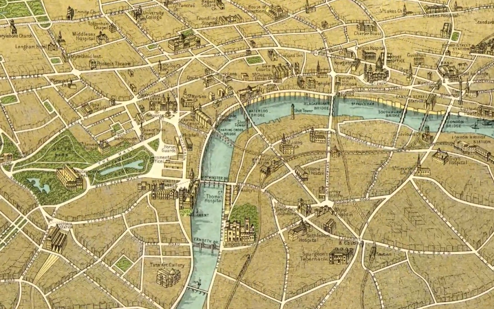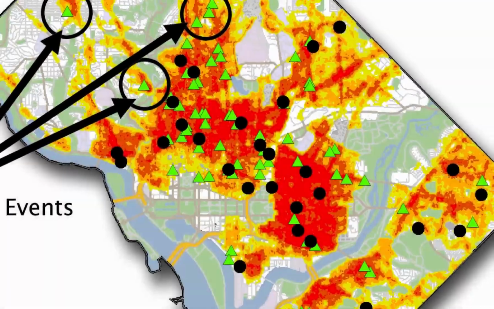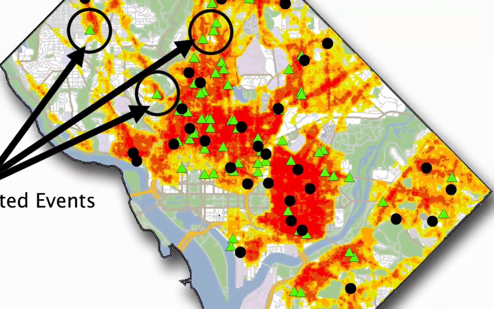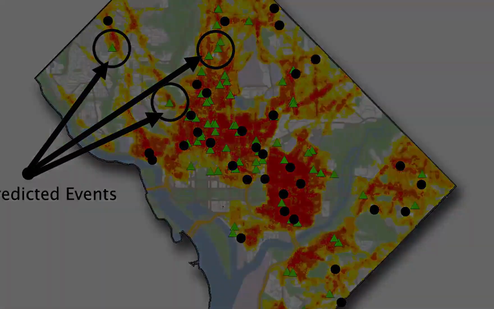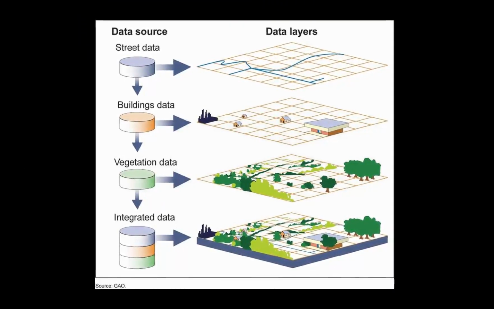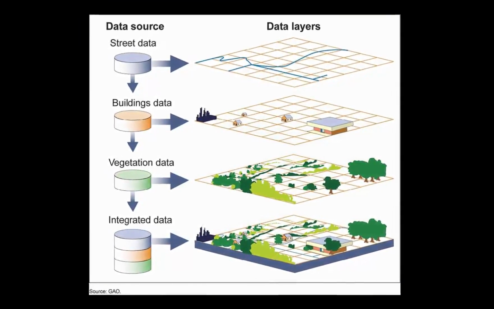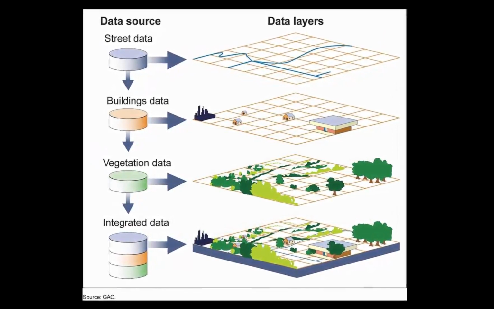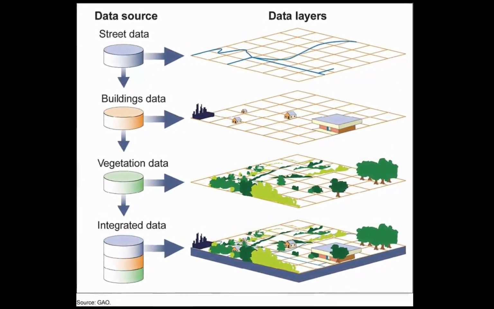However, this was still just mapping. There was no spatial analysis involved. So this was not a geographic information system, there was no system involved. However, techniques to make maps evolved and things were happening in the 18th century.